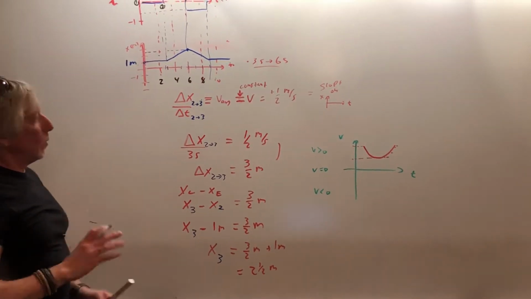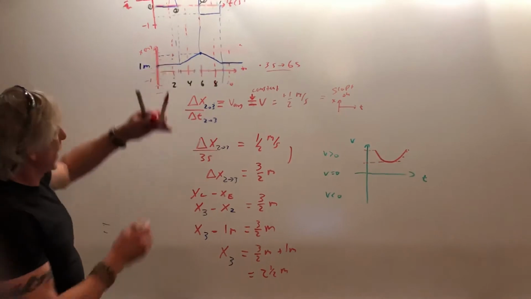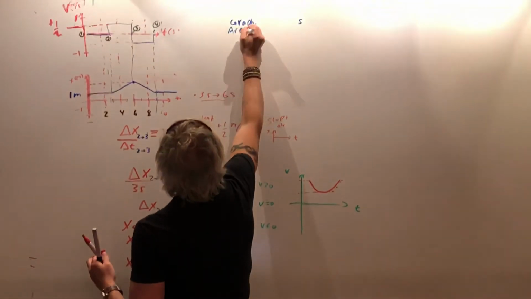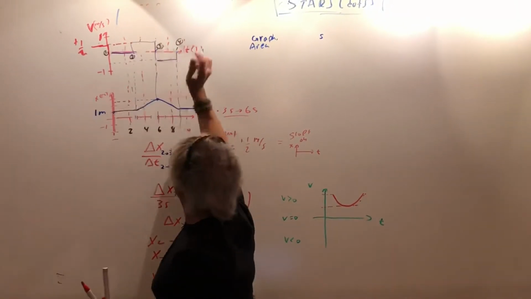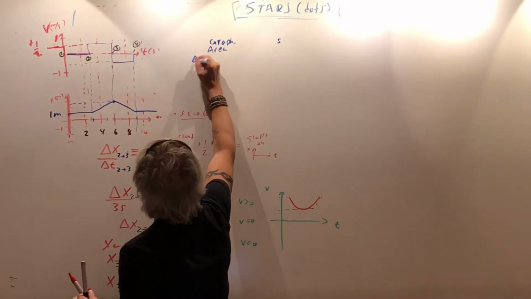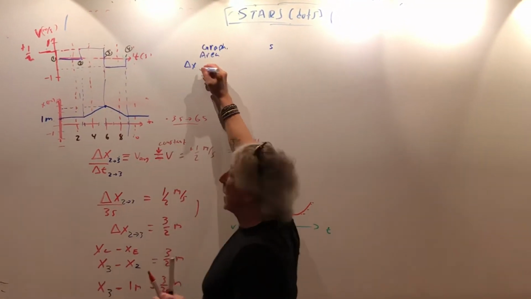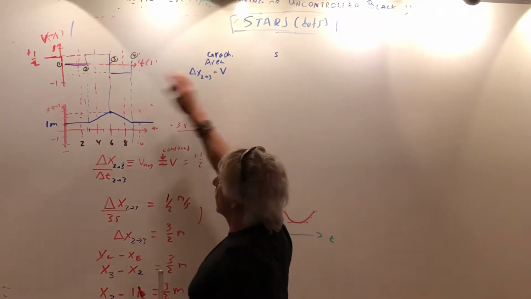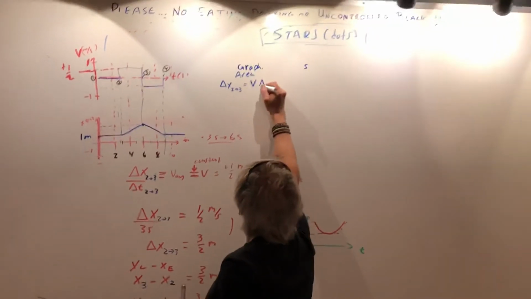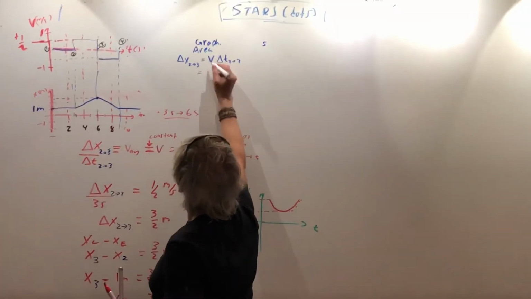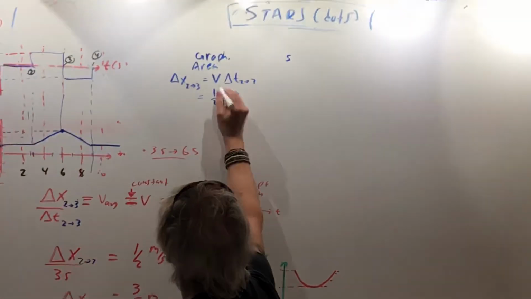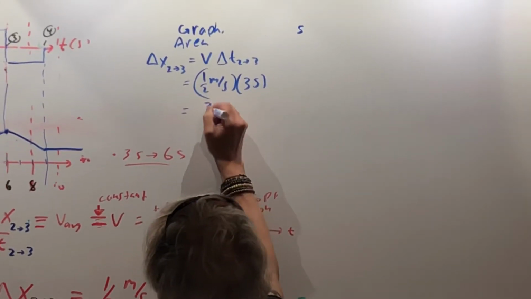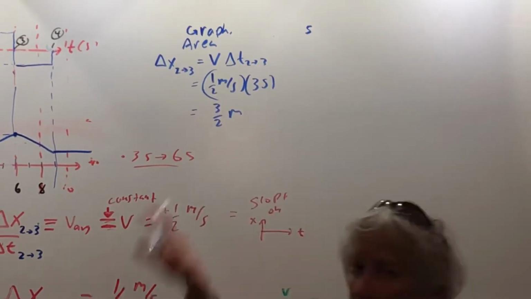Now I want to show you one other thing. Graphical area on a velocity versus time is going to be delta x. If I'm looking at 2 to 3, that's v, which is a constant during that period, times delta t, 2 to 3. My v is 1/2 meter per second. My delta t from 2 to 3 is 3 seconds. And I'm back to the same answer that I got before.